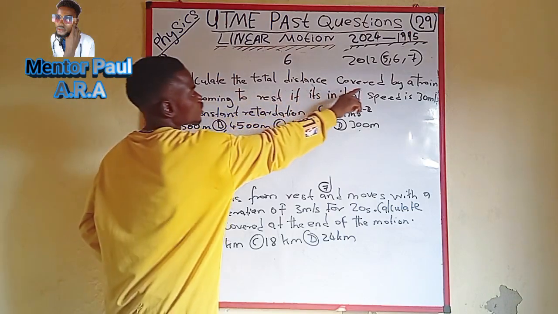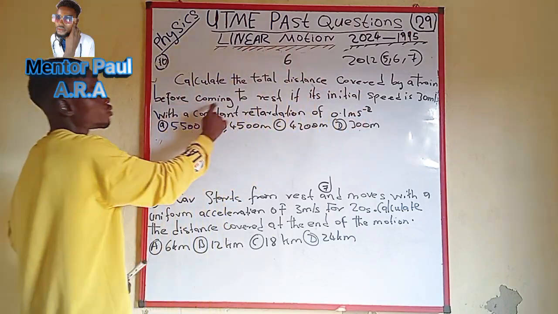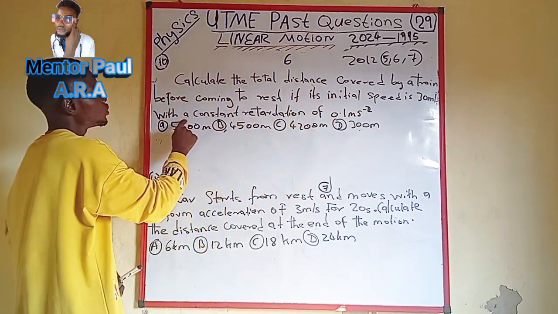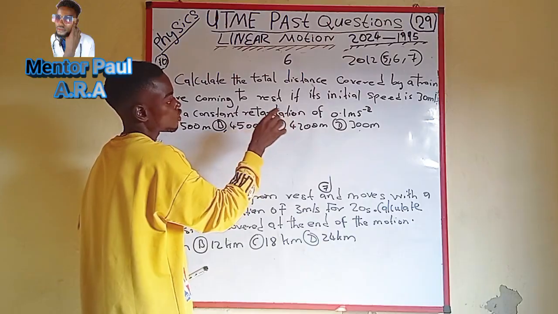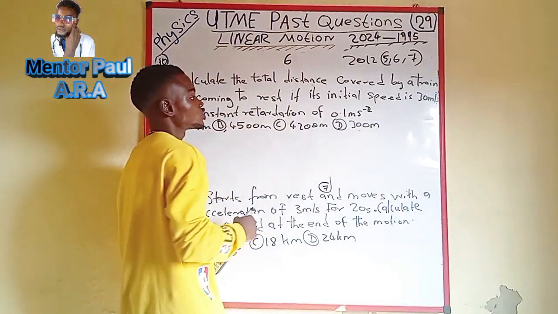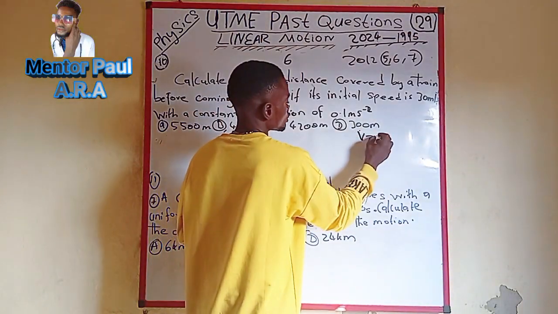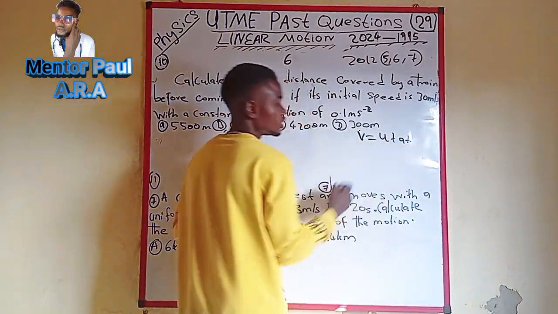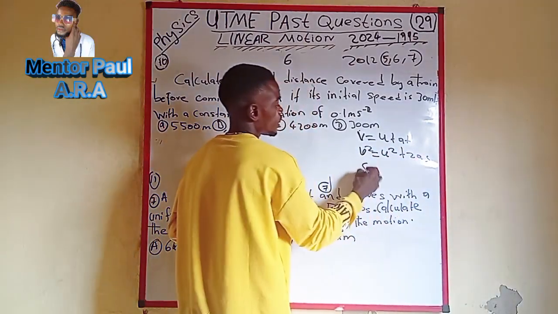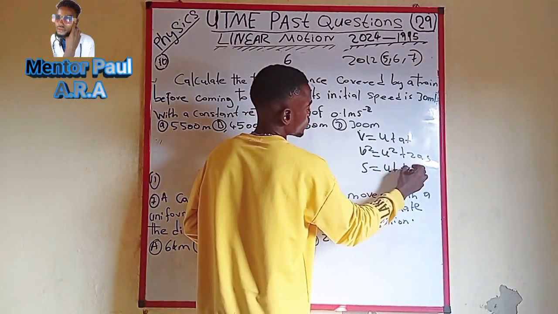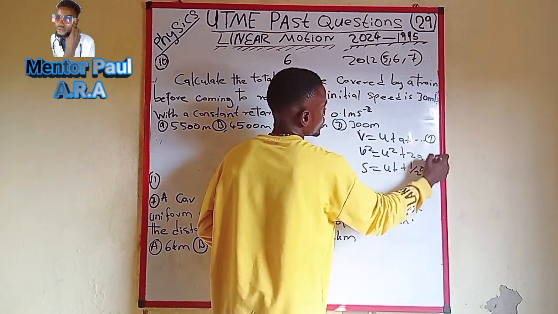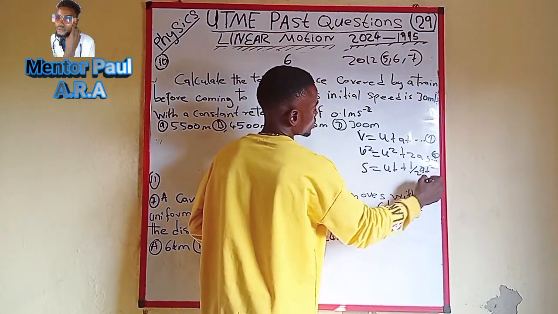And here we say calculate the total distance covered by a train before coming to rest if its initial speed is 30 meters per second with a constant retardation of 0.1 meter per second squared. So to do this, let's write the three equations of motion. V equals u plus at, v squared equals u squared plus 2as, and s equals ut plus half at squared. Equation 1, equation 2, and equation 3.